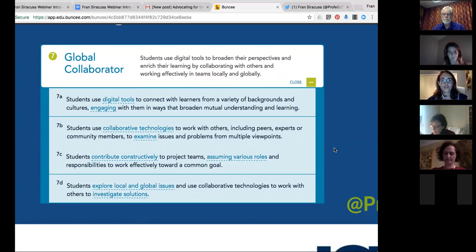Students contribute constructively to project teams, assuming various roles and responsibilities to work effectively toward a common goal. So one of my goals, and I'll talk about it, is I asked the students to pretend that they worked at a PR firm and they were graphic designers. What I wanted them to do is create the perfect digital poster that would go out on social media to campaign for the goal, which was gender equality. With that, we used Buncee. The Buncee presentation tool is very, and I'll show you an example of it, but basically each of the students worked, and after we had done all of our exploring, they went back and were reflective, and they had a chance to be creative, and it was a chance for imagination.